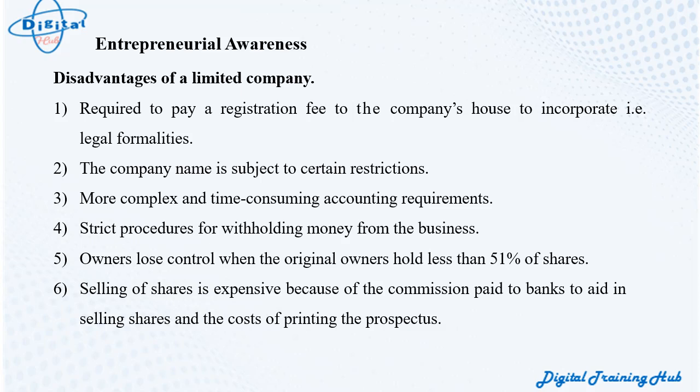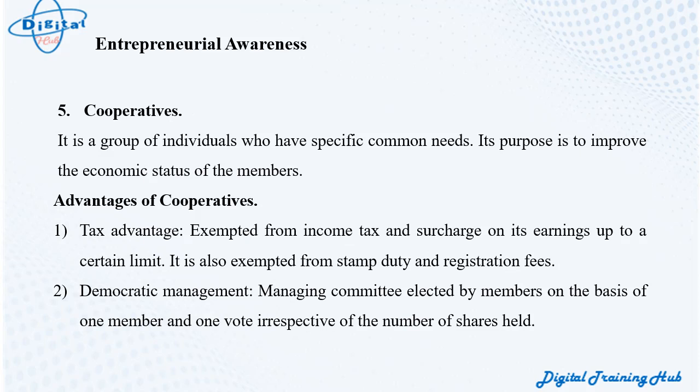Owners lose control when the original owners hold less than 51% of shares. Selling of shares is expensive because of the commission paid to banks to aid in selling shares and the costs of printing the prospectus. Cooperatives. It is a group of individuals who have specific common needs. Its purpose is to improve the economic status of the members.